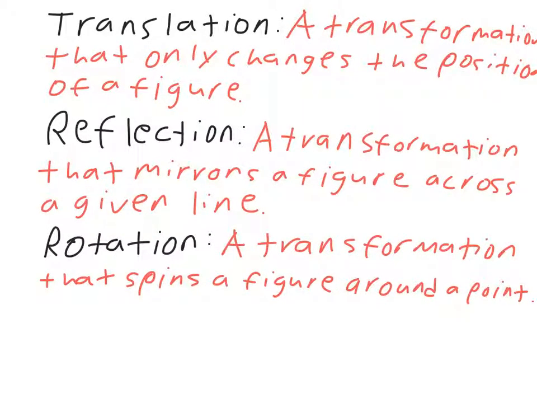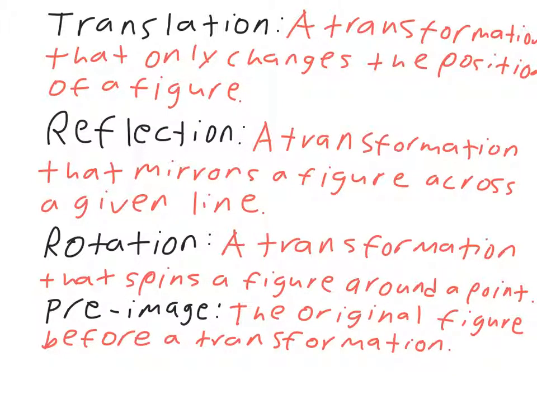Next, rotation, a transformation that spins a figure around a point. So usually we've been doing a rotation about the origin, and then we say how many degrees we want to rotate it. Usually we've been doing 90, 180, 270, and then we rotate it. We spin it around it.